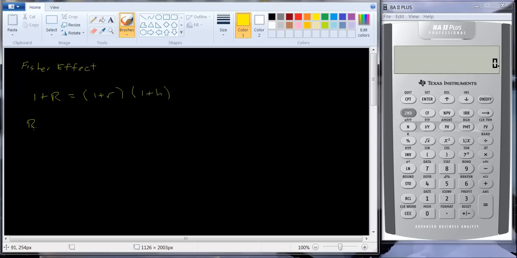So let me write down the notation here. Capital R is the nominal rate, little r is the real rate, and h is the inflation rate.